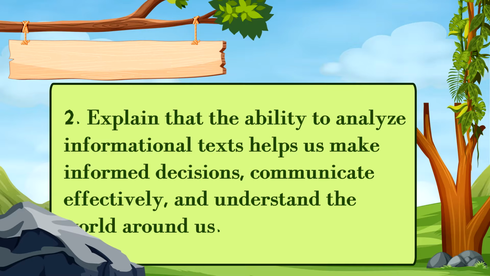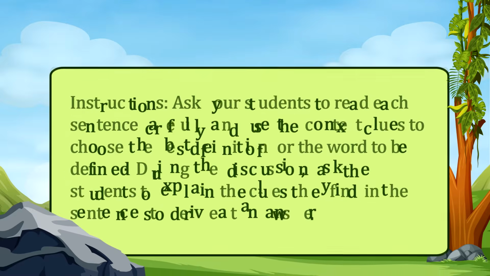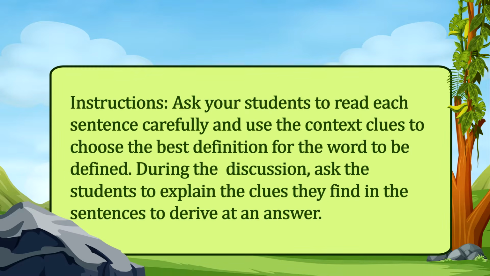Explain that the ability to analyze informational text helps us make informed decisions, communicate effectively, and understand the world around us. Ask your students to read each sentence carefully and use the context clues to choose the best definition for the word to be defined. During the discussion, ask the students to explain the clues they find in the sentences to derive or arrive at an answer.